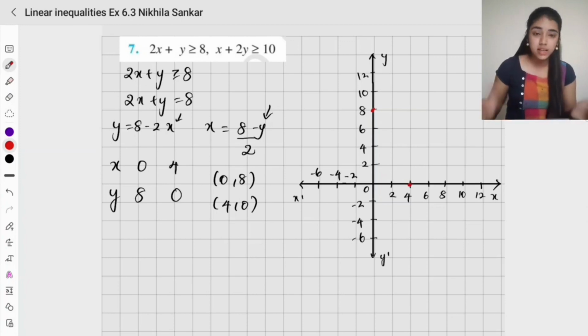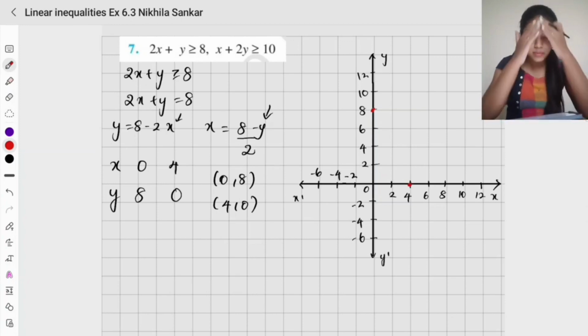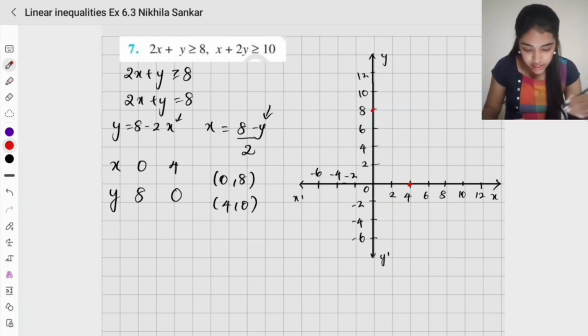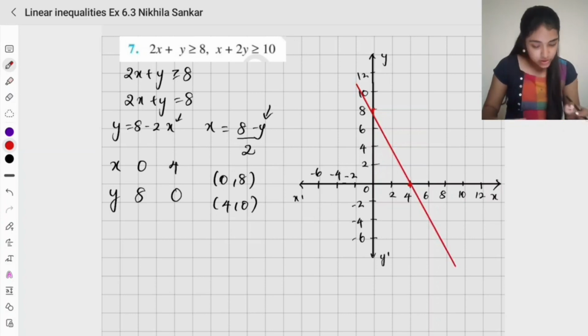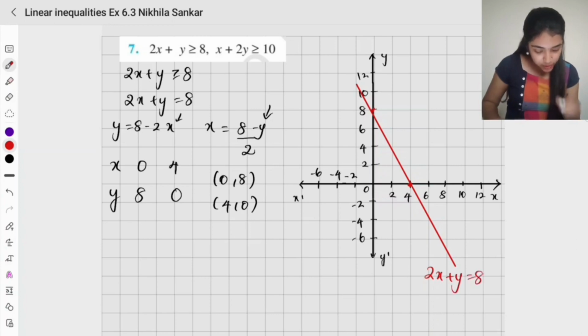Okay, you should know how to mark points along the correct graph; if you don't know that, you can't finish it in the exam. Okay, so this is going to be a slack inequality, so we draw a straight line. So this is going to be the graph 2x plus y equals 8.